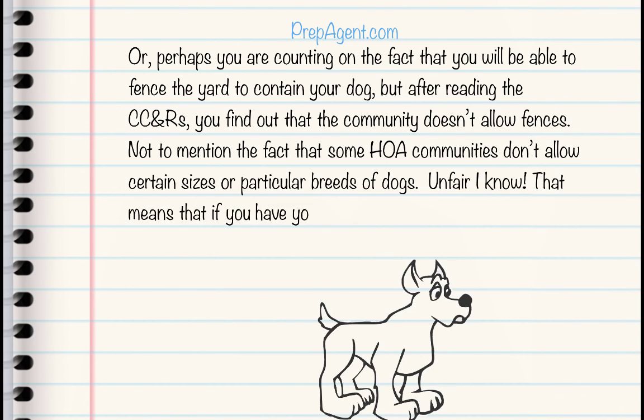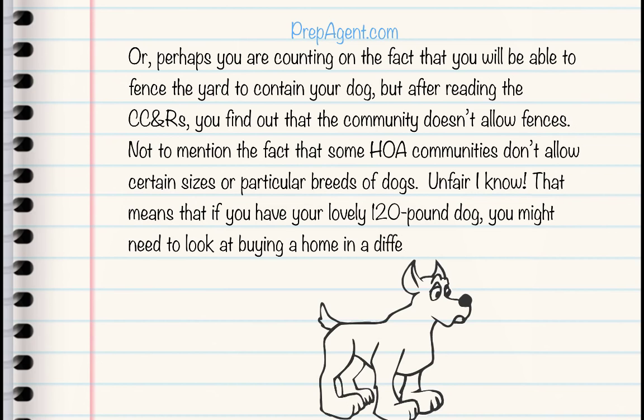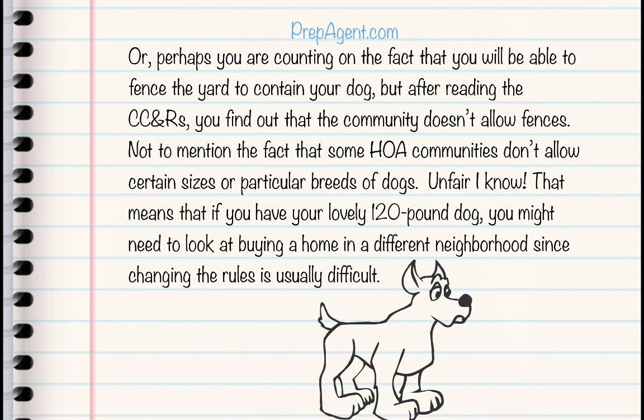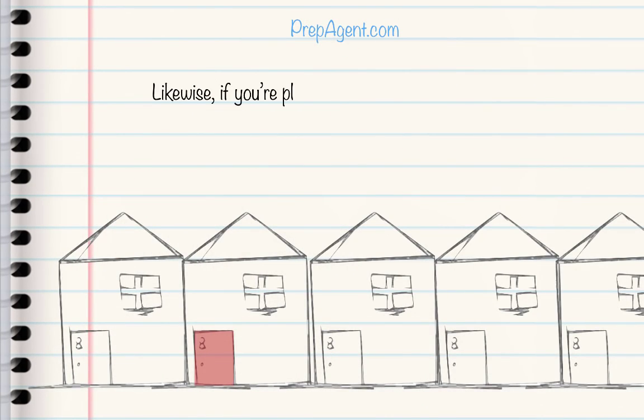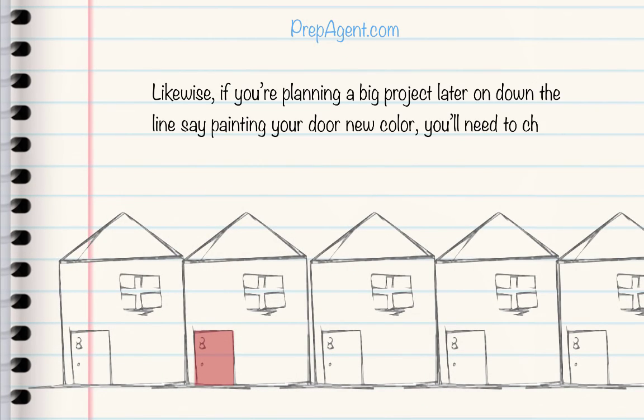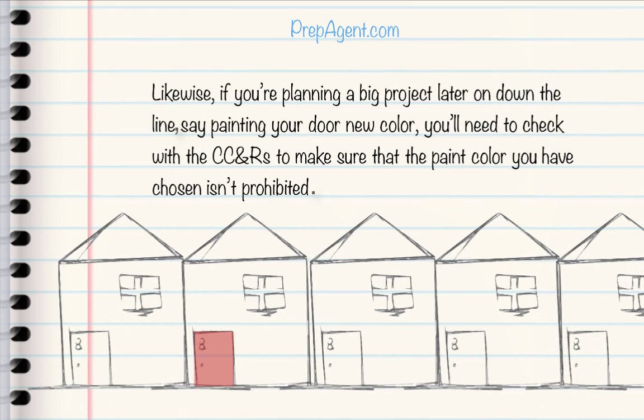Not to mention the fact that some HOA communities don't allow certain sizes or particular breeds of dogs. Unfair, I know. That could mean that if you have your lovely 120-pound Rottweiler, you might need to look at buying a home in a different neighborhood, since changing the rules is usually very difficult. Likewise, if you're planning a big project later on down the line, say, painting your door a new color, you'll need to check with the CC&Rs to make sure that the paint color you have chosen isn't prohibited.